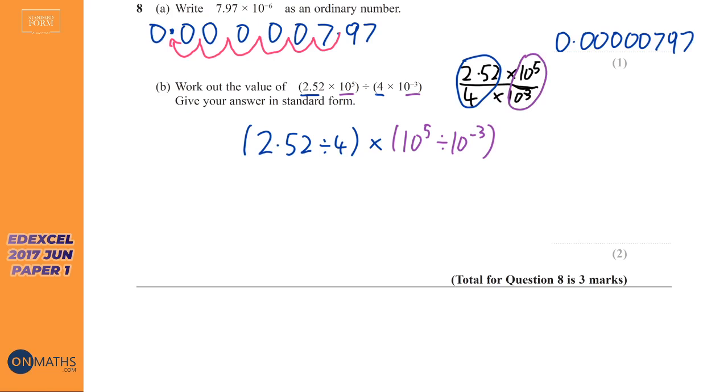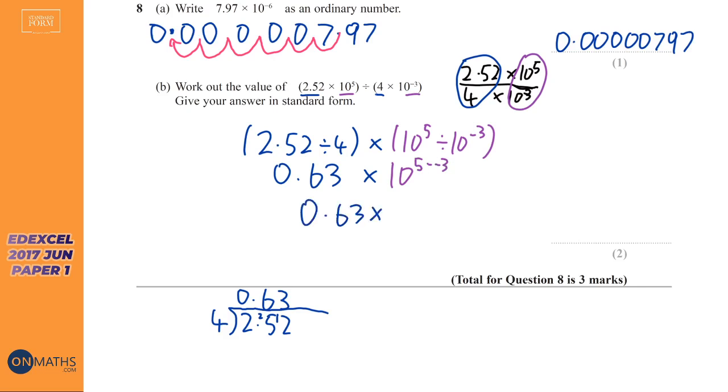So that absolutely works. We'll probably need the bus stop method. I mean, when you divide by 4, you halve it and then halve it again, so we could do it that way. So 4s into 2 don't go, carry the 2. 4s into 25 go 6, remainder 1. 4s into 12 go 3. So that's going to be 0.63 times. And then here, when you divide powers of the same base, you take them away. So we've got 10 to the power of 5, take away -3, which will make a plus, so it'd be 10 to the power of 8.